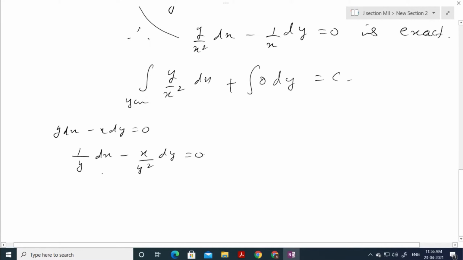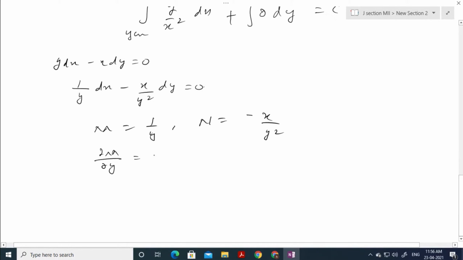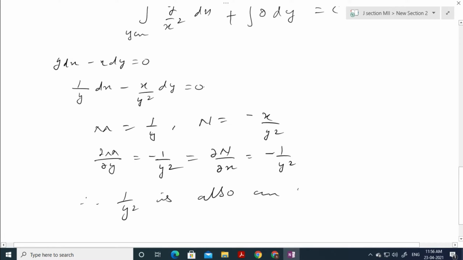Okay. Now again check, what is M here? M is 1 by y and N is minus x by y square. So calculate dou M by dou y. When you calculate dou M by dou y, what will you get? Minus 1 by y square. And dou N by dou x? Minus 1 by y square. So this is again equal. Therefore 1 by y square is also an integrating factor of y dx minus x dy is equal to 0.